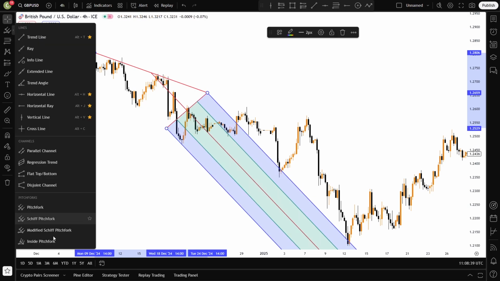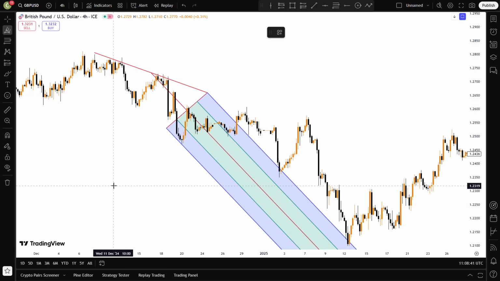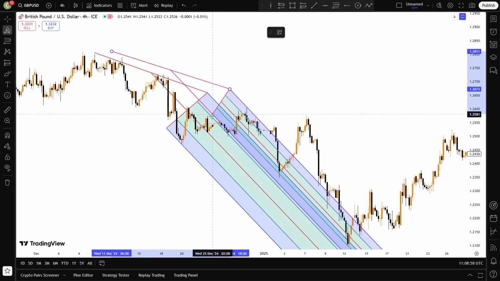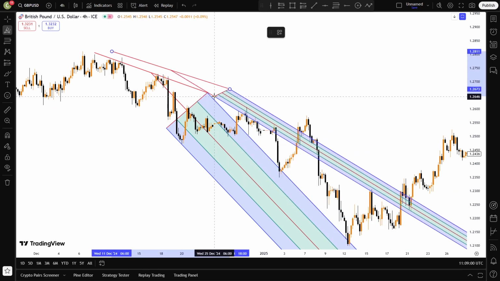And the last one, which is the Inside Pitchfork, is a tighter version of the standard Pitchfork, often used for steeper corrections. As you can see on the screen, this is for very steep corrections in the market.